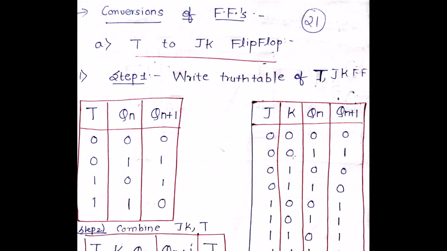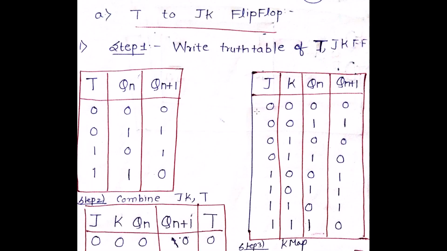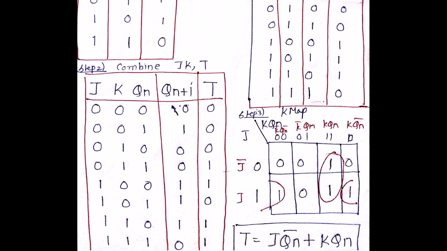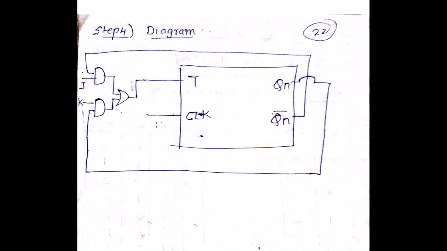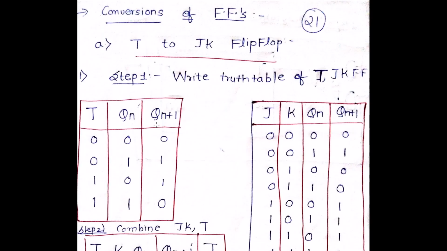So what is the procedure? You will be asked to convert one flip-flop to the other flip-flop. So, write down the truth table of both the flip-flops. The flip-flop to which it has to be converted will be my step 2, JK, Qn, Qn plus 1, and we have the T value over here. From this, we can get the K-map of T in terms of JK, Qn, and then we can have the final diagram. So, I hope I am very clear with this.